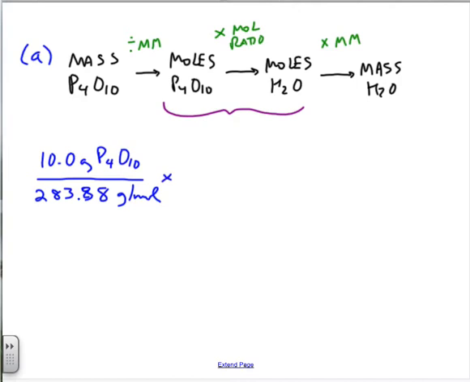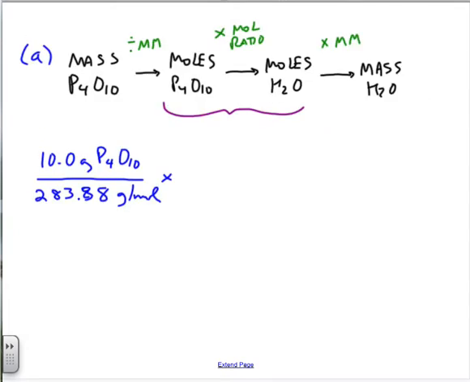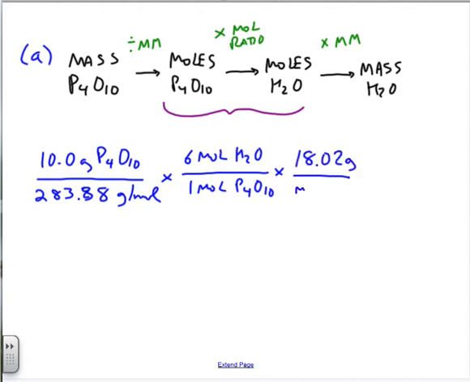I will then simply multiply that by the mole ratio. If I flip back to the balanced equation, I'll see the mole ratio I need is 6 moles of water are required for every 1 mole of P4O10. And then finally, for the last step, I'll multiply that by the molar mass of water to give me grams, 18.02 grams per mole of water.